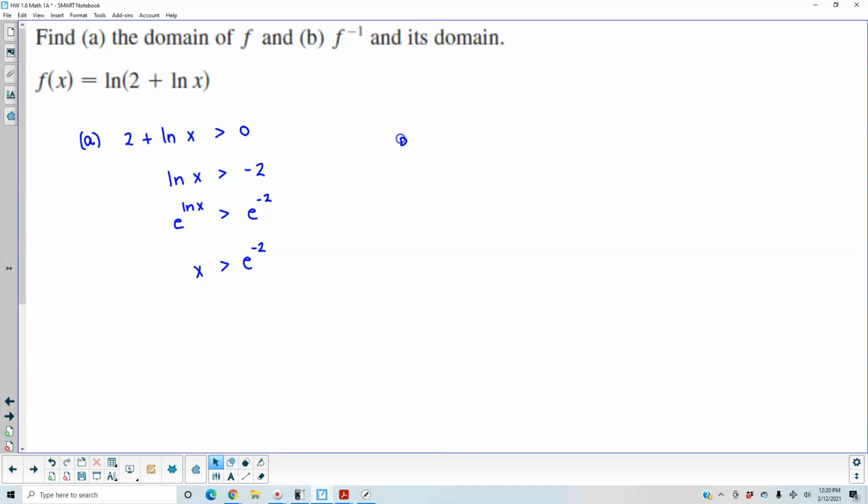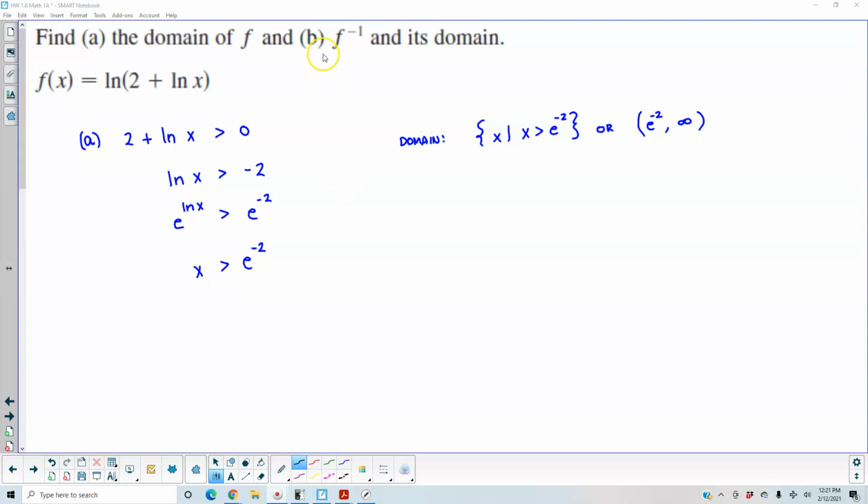And so therefore, we wanted to find the domain of this function. So in set builder notation, x such that x is greater than e to the -2, or in interval notation, it would be e to the -2 to infinity.